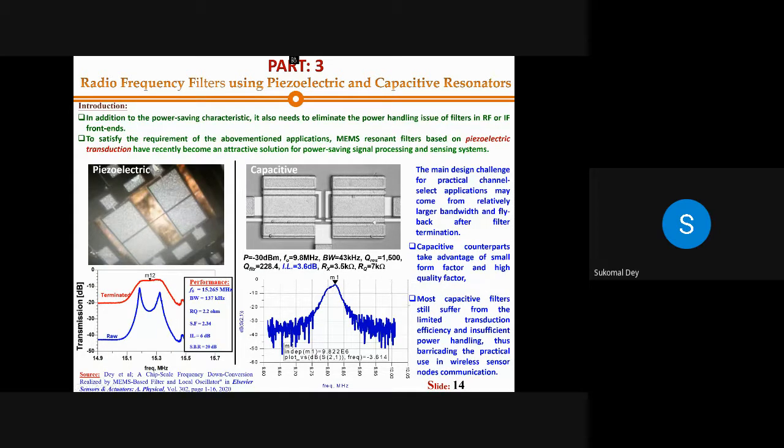These are the very important qualities. And look at the quality factor. It is a quality factor of 1500, which is quite a good number. Even using MEMS technology, the quality factor of the resonator has reached up to 10,000 or 20,000, which is a huge number.